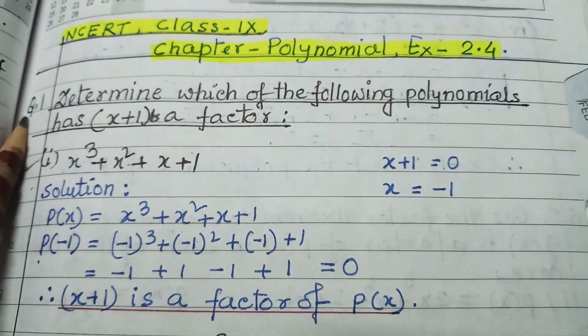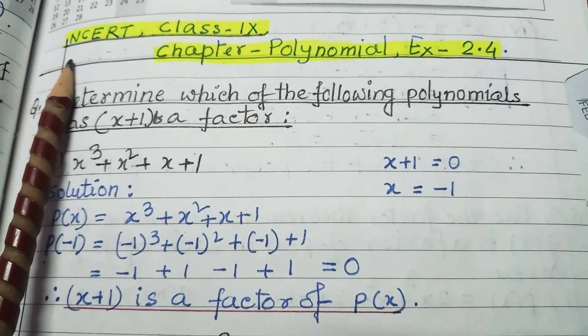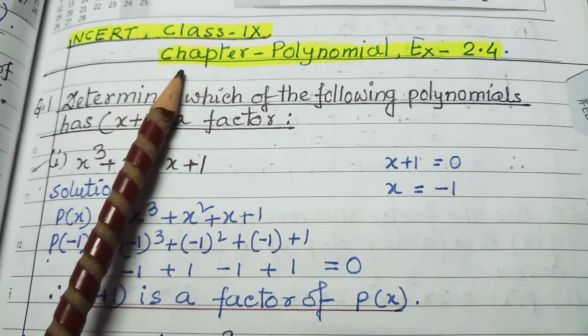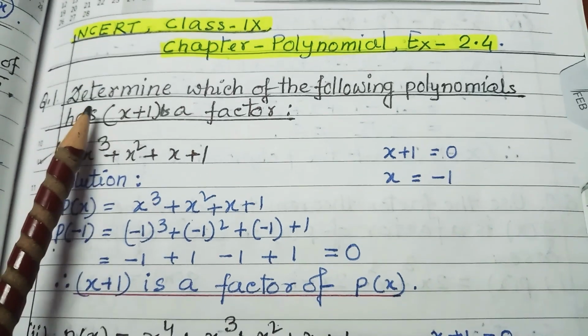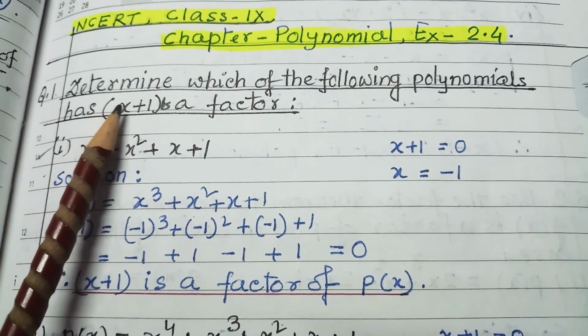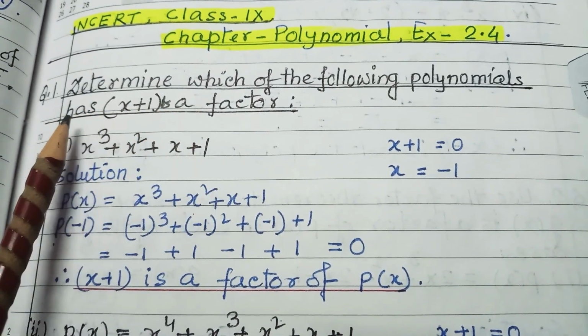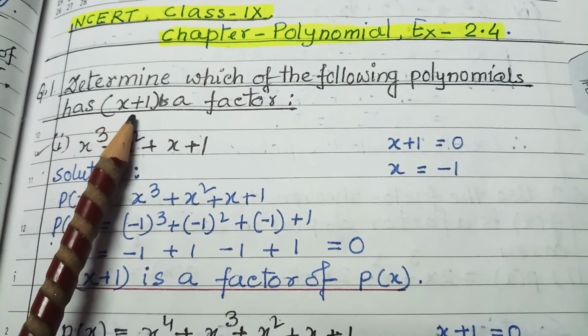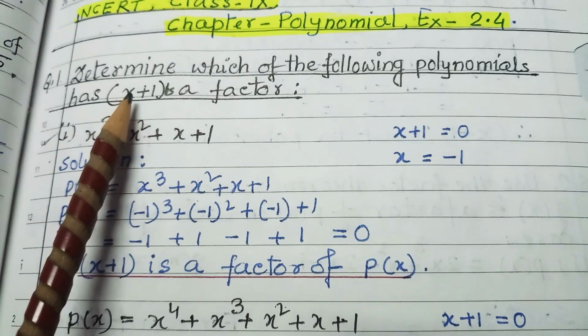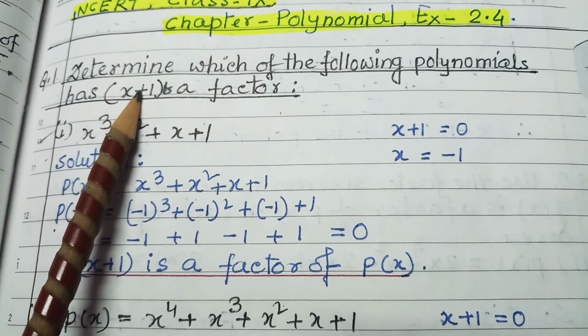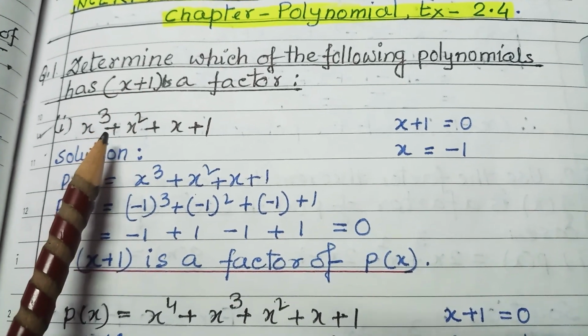Student of class 9. Now I am going to explain NCERT class 9 chapter polynomial exercise 2.4. Now the first question has been given: determine which of the following polynomials has x plus 1 as a factor. There are three polynomials given. We have to check whether x plus 1 is a factor of these three polynomials or not.